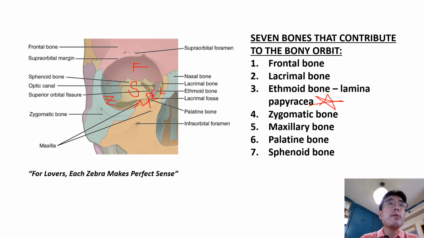A personal mnemonic I use to remember these is "For lovers, each zebra makes perfect sense." The frontal bone, the lacrimal bone, the ethmoid bone, specifically the lamina papyracea, the zygomatic bone, the maxillary bone, the palatine bone, and finally the sphenoid bone, the seven bones that contribute to the bony orbit. This is our anatomy review of the day.